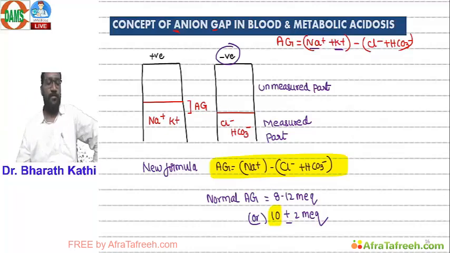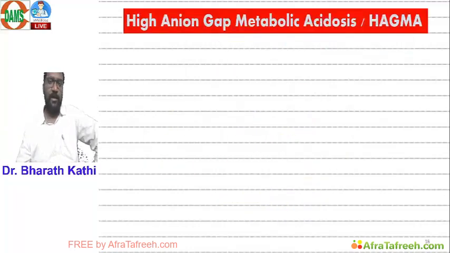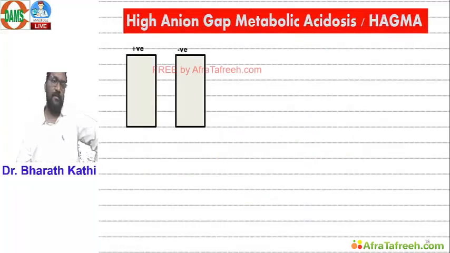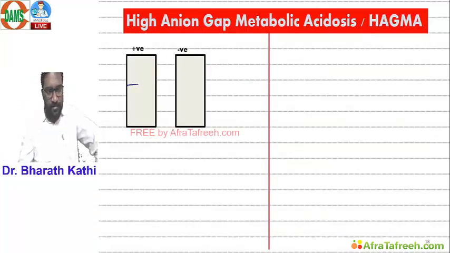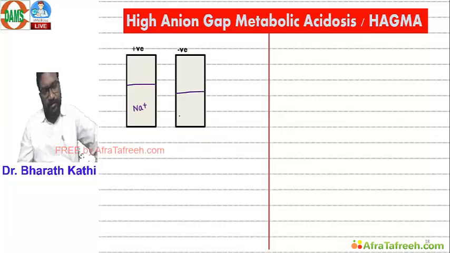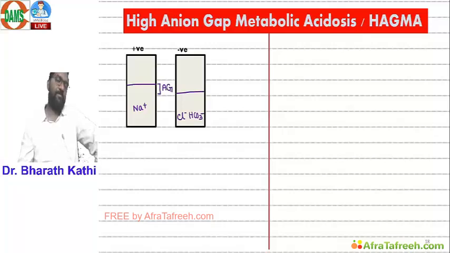The first type of metabolic acidosis is high anion gap metabolic acidosis. Once again, the same compartments, a positive and a negative. What is positive? Predominantly made up of sodium. What is negative? Made up of chloride and bicarbonate. Always between these two there is a significant gap called the anion gap. Say for example, this is a normal individual's body.